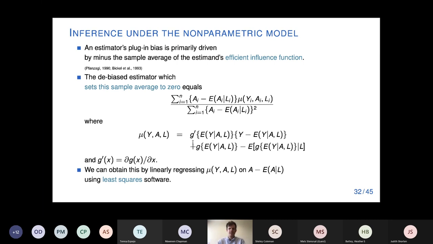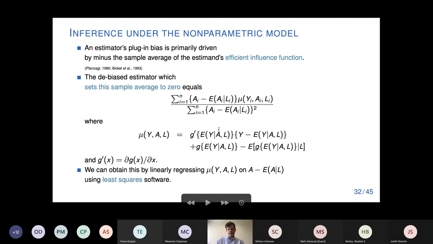So in the case of the general main effects estimand that we give in the main paper, what we want to do is develop an estimator which basically sets the sample average of the efficient influence function to zero, because this kind of estimator, by setting the sample average to zero, is going to be removing the plug-in bias. So the estimator that does this is given in closed form on the slide, and it looks pretty complicated.